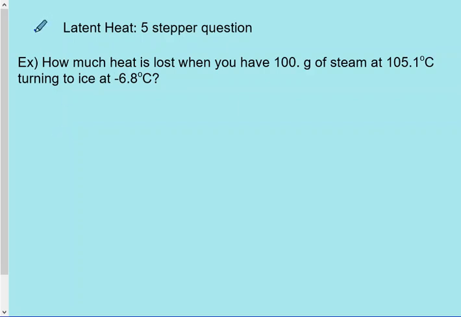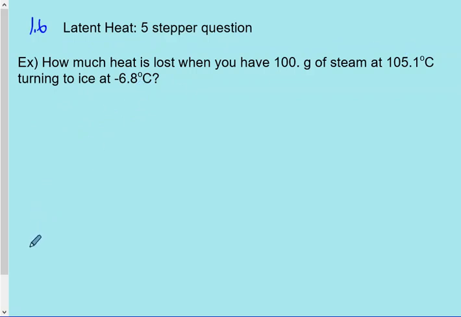Hey everyone, here's our 1.6 latent heat five-stepper question for those of you who want to see how to do a five-stepper or just need another example. So how much heat is lost when you have 100 grams of steam at 105.1 degrees Celsius turning to ice at negative 6.8 degrees Celsius?